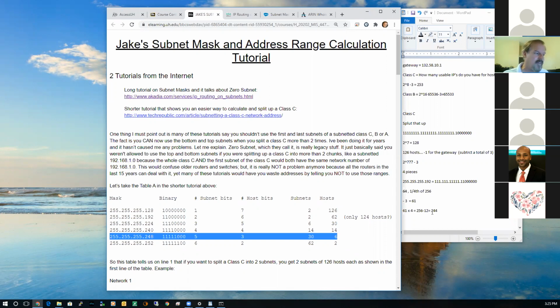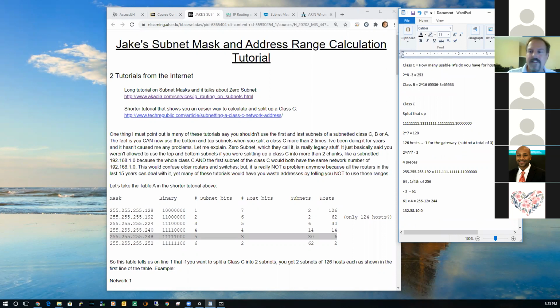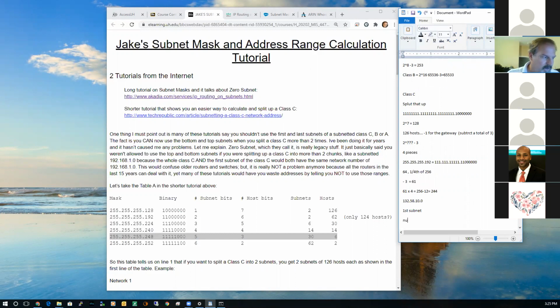So let's go back up to the case where I just took a subnet and chopped it in half. I was given, in my example, 132.58.10.everything. I decided as a network manager, I'm going to chop it in half and reroute things as I want to. So the first subnet, the number is going to be 132.58.10.0. That's easy.